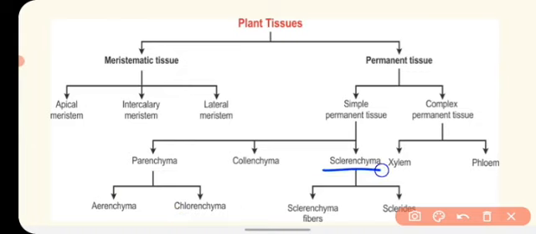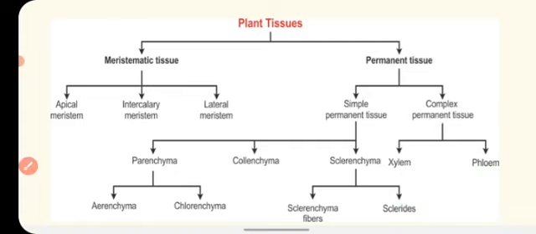Now the sclerenchyma is of two types: sclerenchyma fiber and sclereids. Now the complex permanent tissue is of two types: xylem and phloem. These are the conducting tissues. Xylem conducts water and minerals, and phloem conducts food. So this is all of the plant tissues, and in the next video we'll talk about the animal tissues. Thank you.